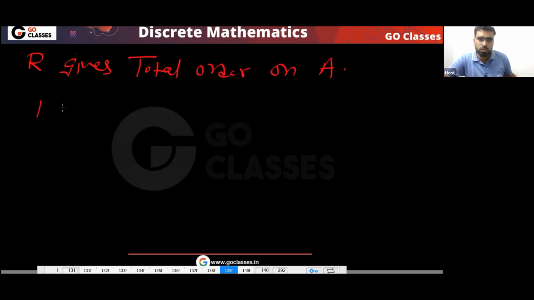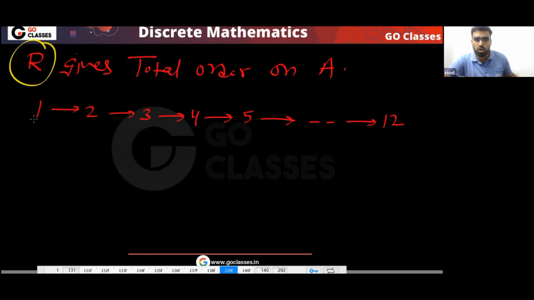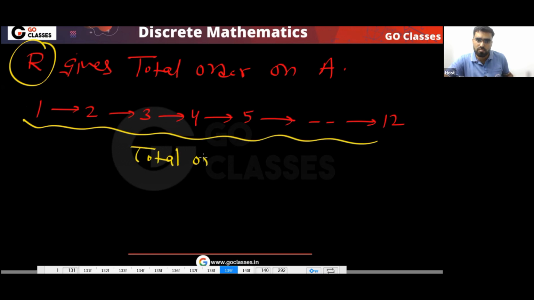What will happen? You should do first class before second class. You should do second class before third class, before fourth class, before fifth class, and so on, and finally 12th class. So this relation has given you a total order. This is called total order. Why is this a total order?